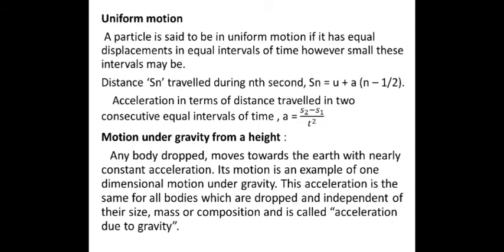Then the distance Sn travelled during the nth second, you can find using the formula Sn is equal to u plus a into n minus half. And another formula: acceleration in terms of distance travelled in two consecutive equal intervals of time, you can find using the formula a is equal to s2 minus s1 divided by t square.